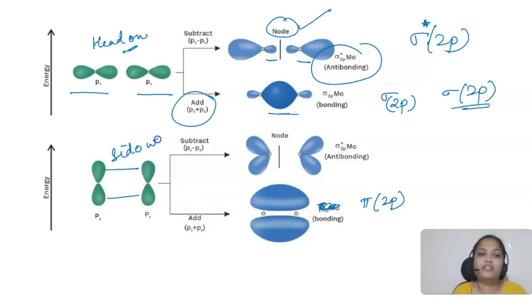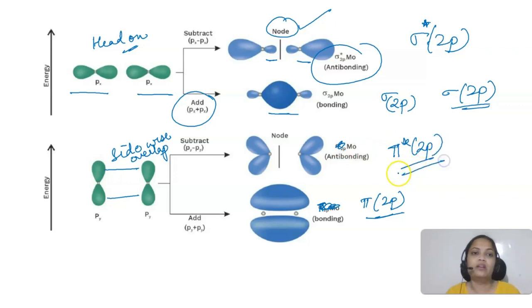You know when sidewise overlap happens, what would that be? This is a pi electron cloud above and below the plane. So this is the pi 2p bonding molecular orbital, and similarly there will be a pi anti-bonding 2p molecular orbital. Usually we take the internuclear axis along the z axis.